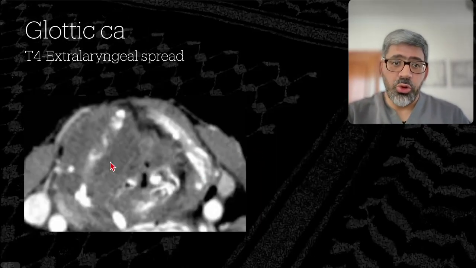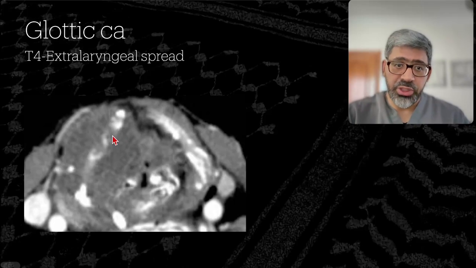This is a more advanced case where the tumor is clearly extending external to the thyroid cartilage lamina on the right side. You can see the tumor similar signal to the original tumor. So this is extralaryngeal extension of the glottic cancer.